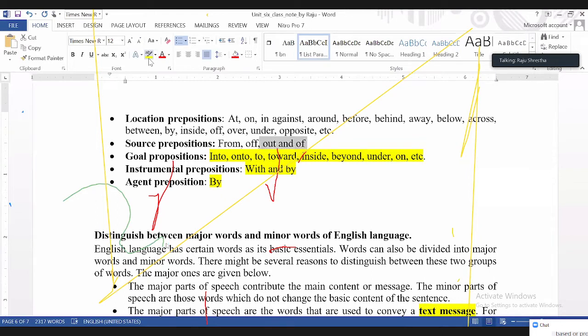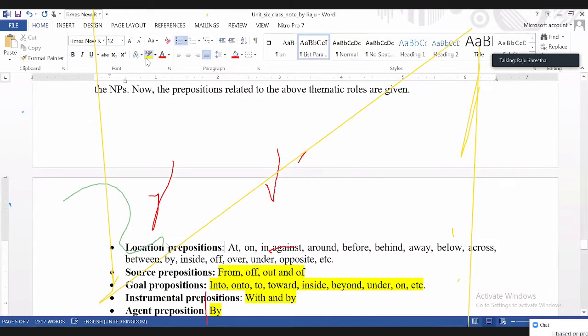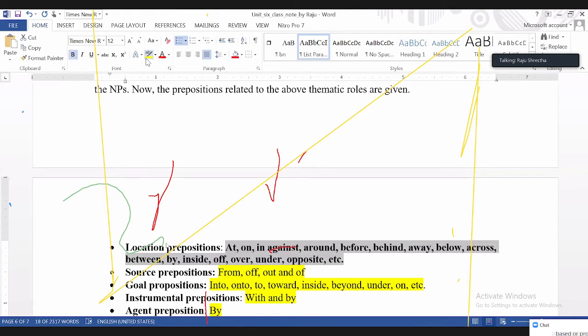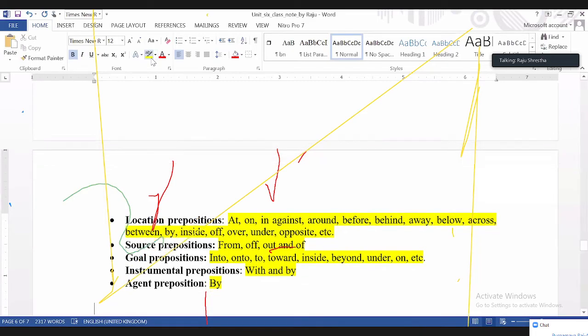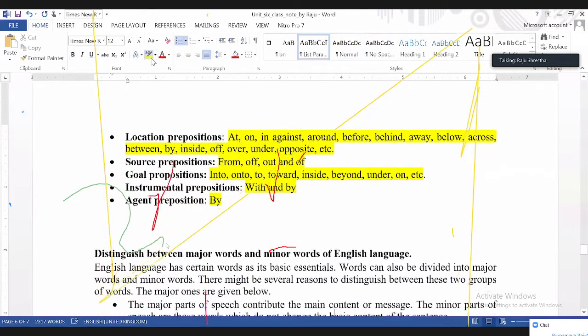And then source: from, of, out of. These are source prepositions. Then to show location: at, on, in, against, around, before, behind, away, below, across, between, inside, off, over, under, opposite. These are the different locations. They indicate location. Then they are grouped as location prepositions, source prepositions, goal prepositions, instrumental prepositions, agent prepositions. So in this way we can categorize.